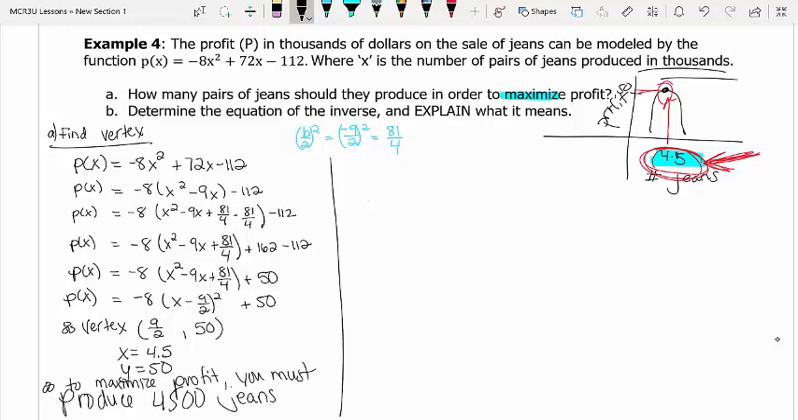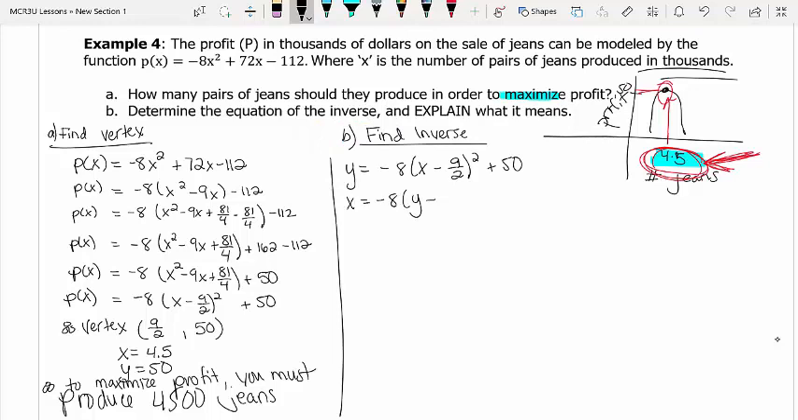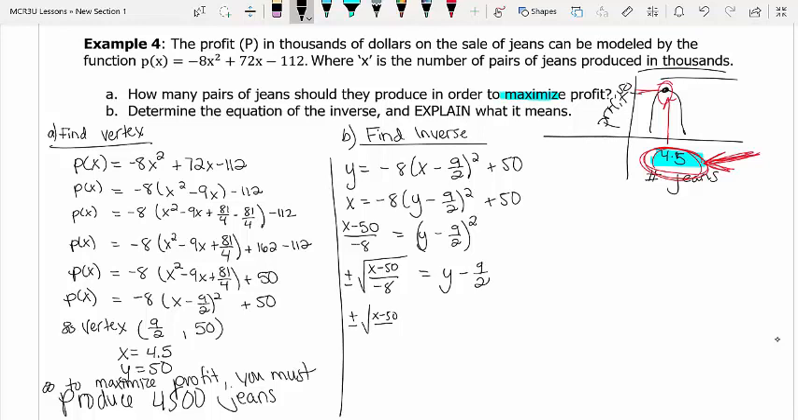Okay, part B, find the inverse and then explain what it means. So let's go ahead and take our equation in vertex form, because remember, to find the inverse, you must start with a quadratic in vertex form. And I'm going to replace p at x with y, and then I'm going to switch x and y. And then I'm going to isolate for y. Okay, so that's the inverse equation.